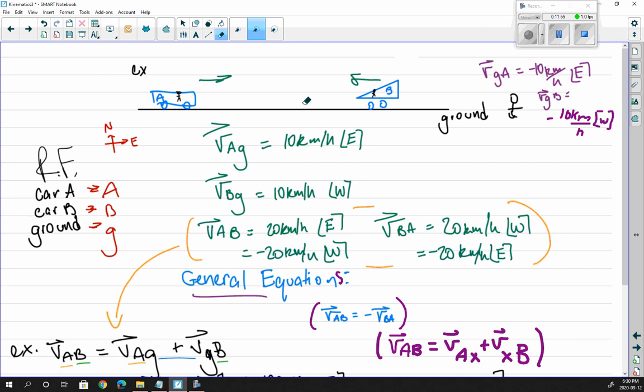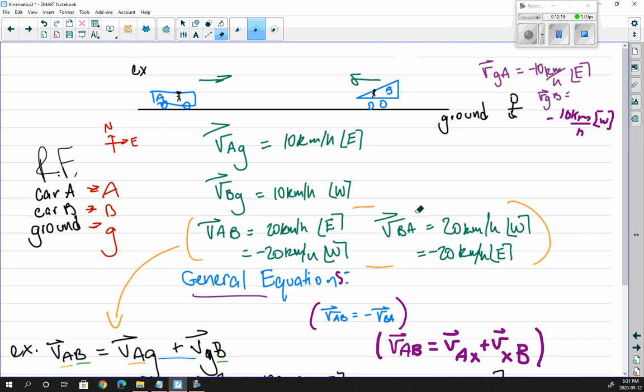So you would add the two velocities, and you would say that the velocity of car A with respect to B is 20 kilometers per hour east. Car A is really moving quickly towards car B because they're both moving. Or if you don't want to write it as 20 kilometers per hour east, you can write it as negative 20 kilometers per hour west, because the negative of west is east.